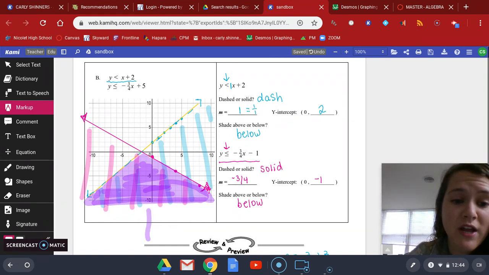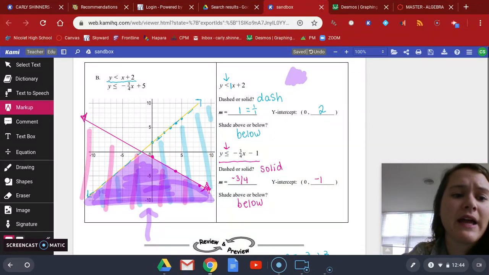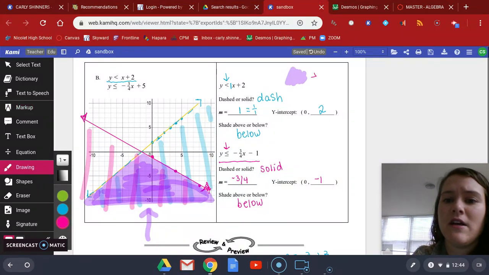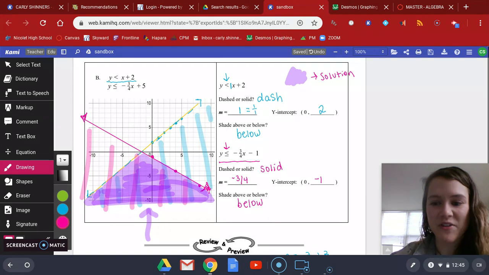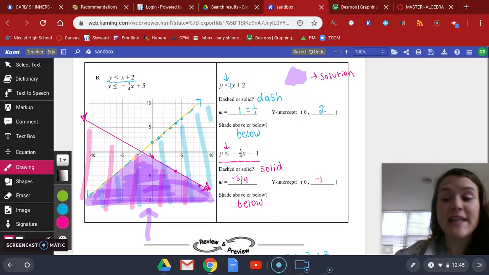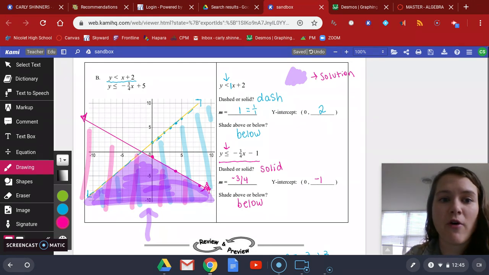Here's my solution. I kind of like when students will tell me purple is the solution. Maybe writing a little key over there is kind of nice so your teacher can tell exactly where they overlap and what the solution is. And P.S. use Desmos here, folks.